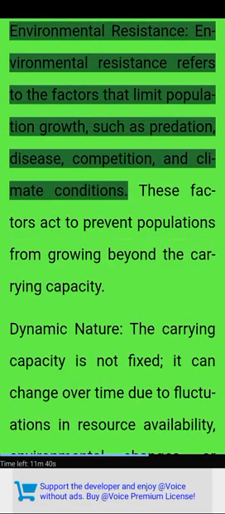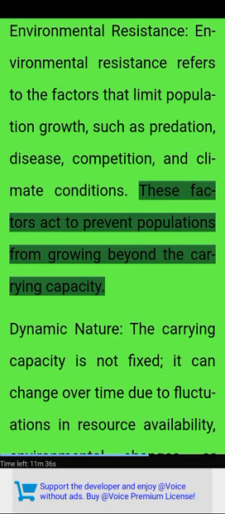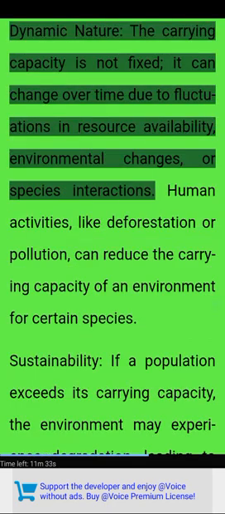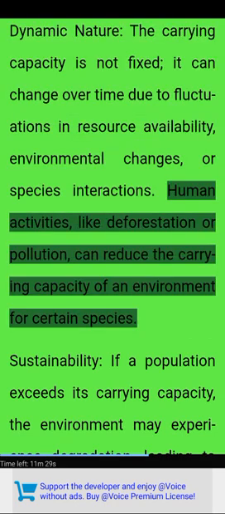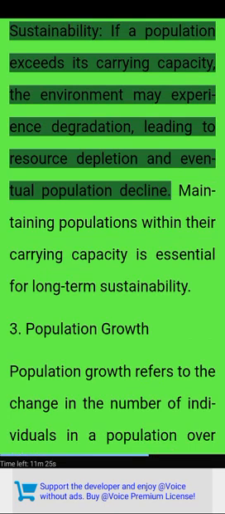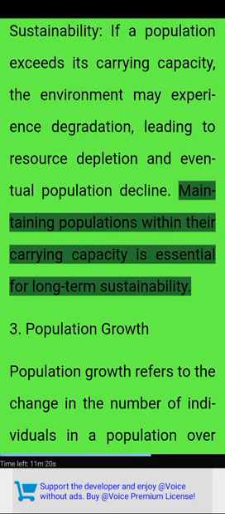Environmental resistance. Environmental resistance refers to the factors that limit population growth, such as predation, disease, competition, and climate conditions. These factors act to prevent populations from growing beyond the carrying capacity. Dynamic nature. The carrying capacity is not fixed. It can change over time due to fluctuations in resource availability, environmental changes, or species interactions. Human activities, like deforestation or pollution, can reduce the carrying capacity of an environment for certain species. Sustainability. If a population exceeds its carrying capacity, the environment may experience degradation, leading to resource depletion and eventual population decline. Maintaining populations within their carrying capacity is essential for long-term sustainability.